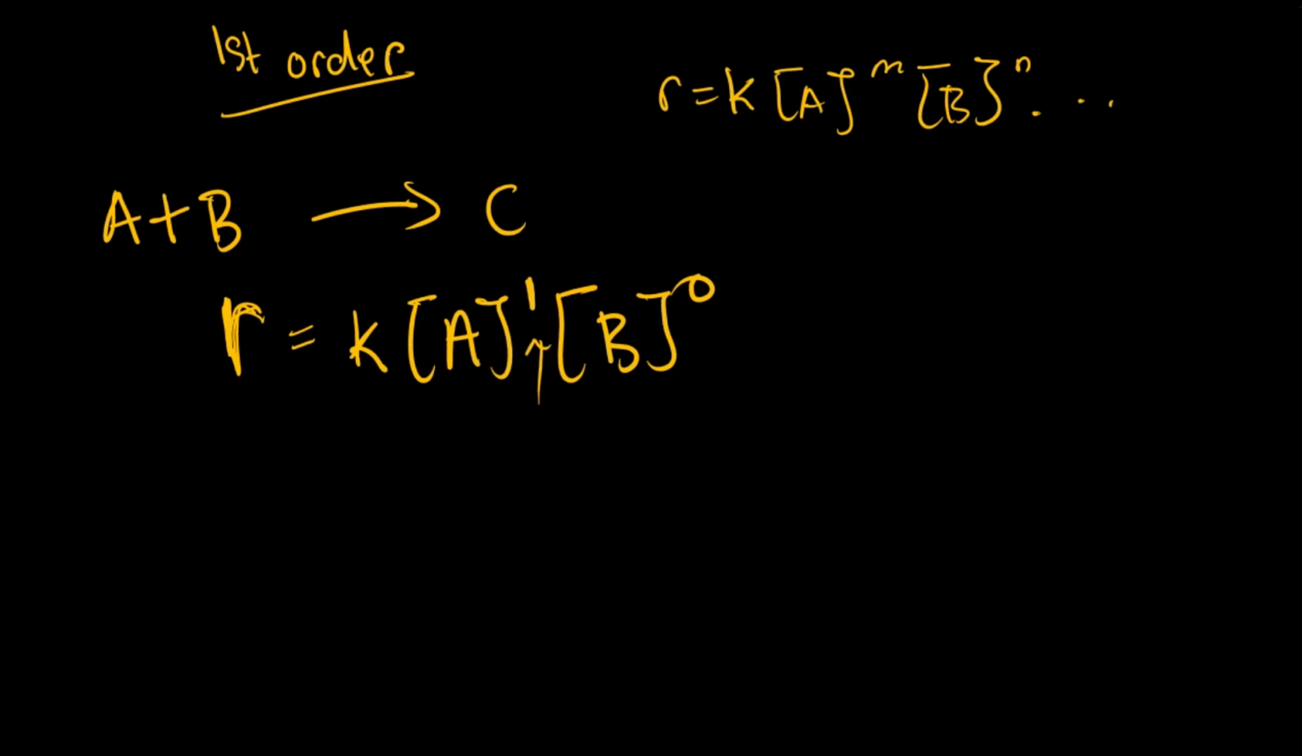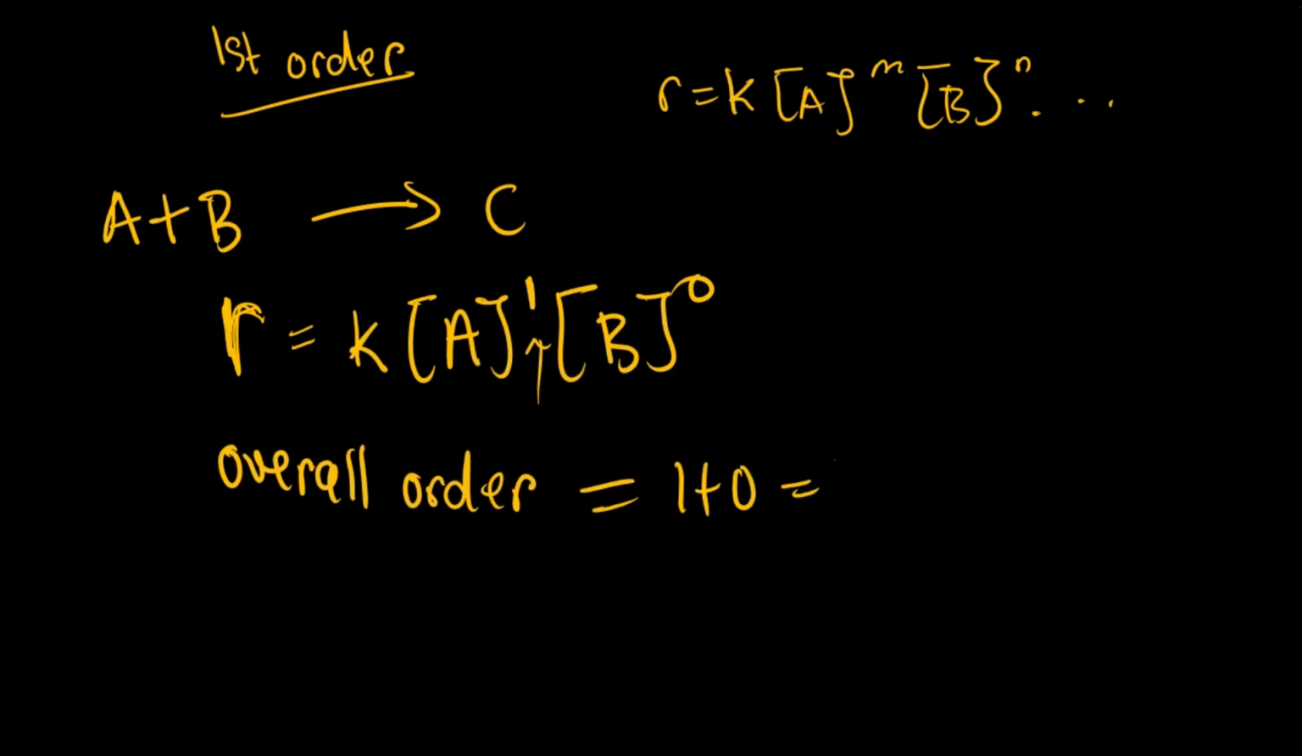So how we interpret this is that the rate of the reaction is first order with respect to A and zero order with respect to B. However, the overall order of the reaction is 1 plus 0, which is equal to 1. So the overall order of the reaction is 1. Okay, now what does this mean?